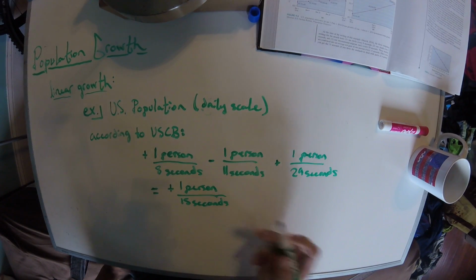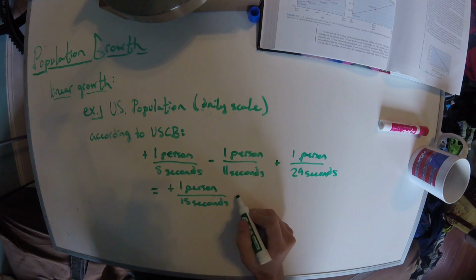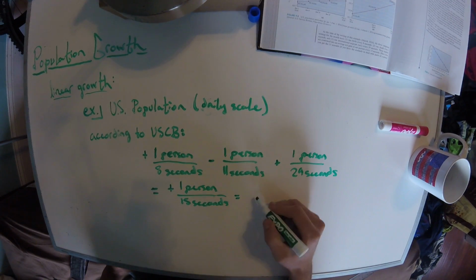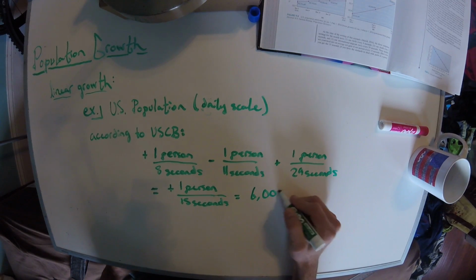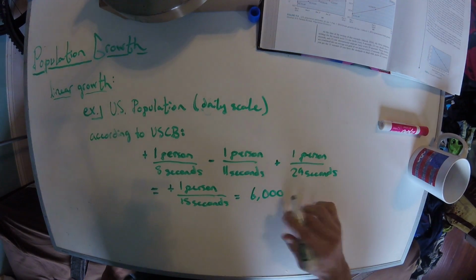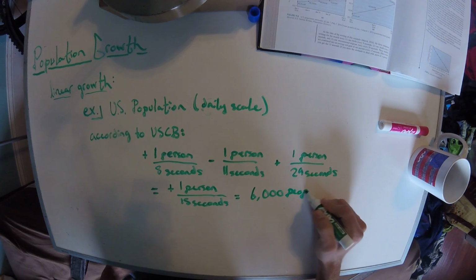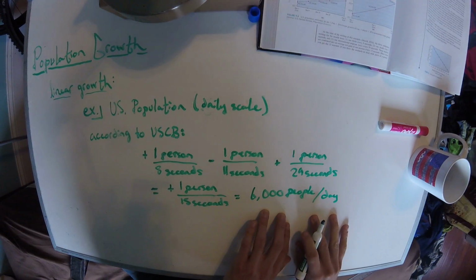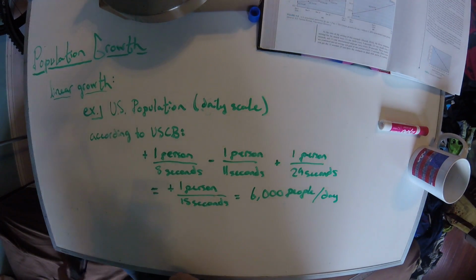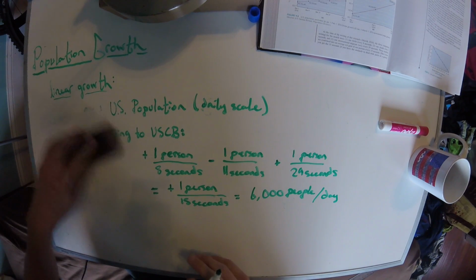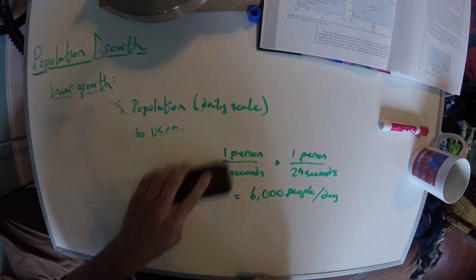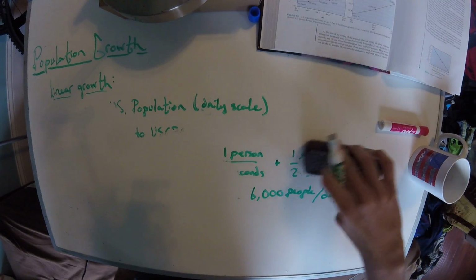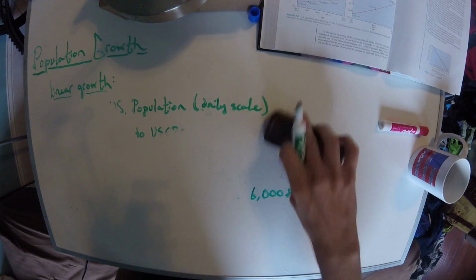And I know this because I'm a math grad student, and in math grad school, you really don't do anything apart from adding fractions. And this is roughly equal to about 6,000 people per day. So 6,000 people get added every day. And now let's go ahead and look at how that affects the population size over the first few days of a single year.